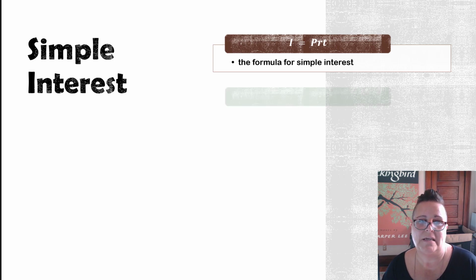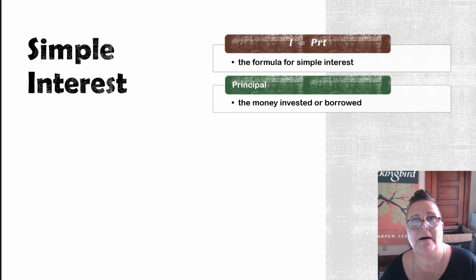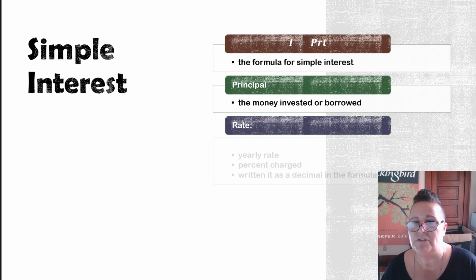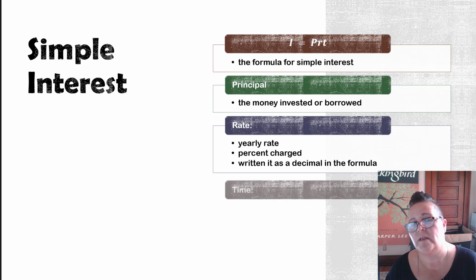I stands for the interest. P stands for principal, the money, again, that is invested or borrowed. R is your interest rate. This, again, is a yearly rate. It is the percentage charged by the banks or given to you by the banks, and it is generally written as a decimal when we complete this formula.